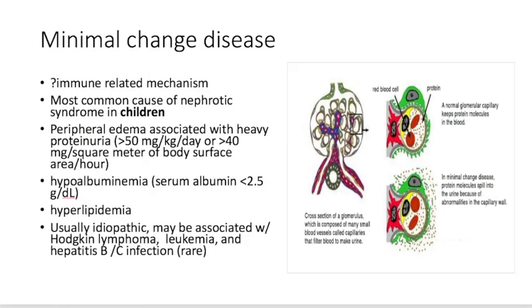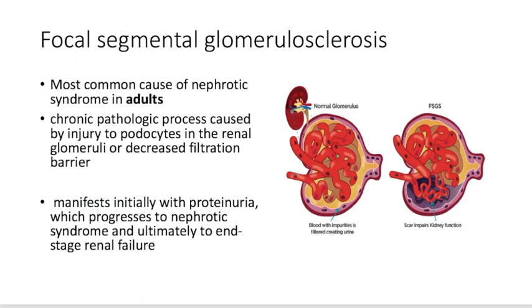Minimal change disease has a questionable immune-mediated mechanism and is the most common cause of nephrotic syndrome in children. Peripheral edema is associated with heavy proteinuria, hypoalbuminemia, and hyperlipidemia. It is usually idiopathic, but could be associated with some type of cancer. Focal segmental glomerular sclerosis is the most common cause in adults. And this is a chronic pathologic process. Again, injury to those podocytes.